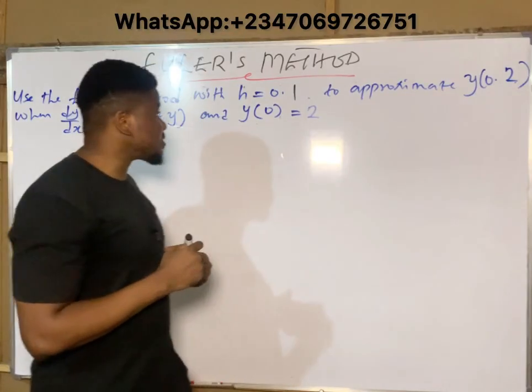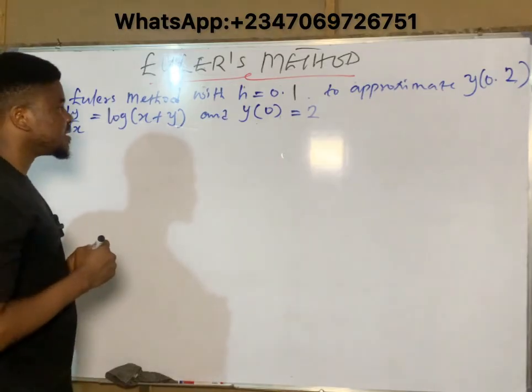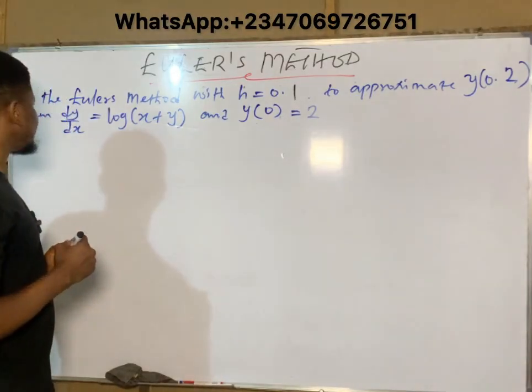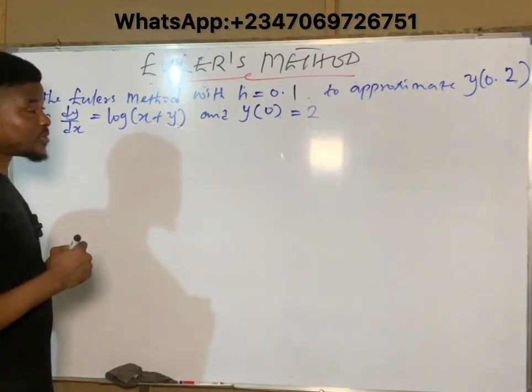Now, in this video, the question says, use Euler's method with h equals 0.1 to approximate y of 0.2 when dy/dx equals log x plus y and y of 0 equals 2.